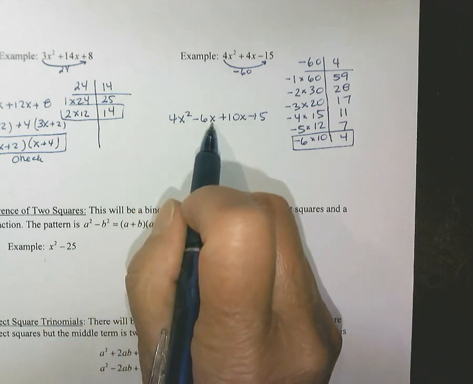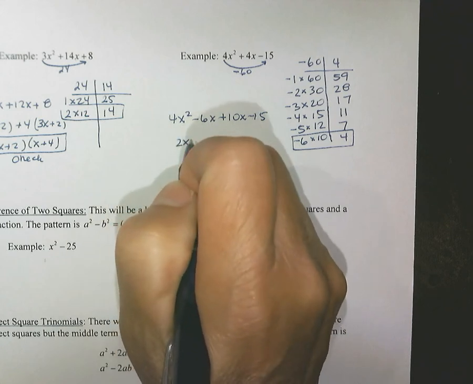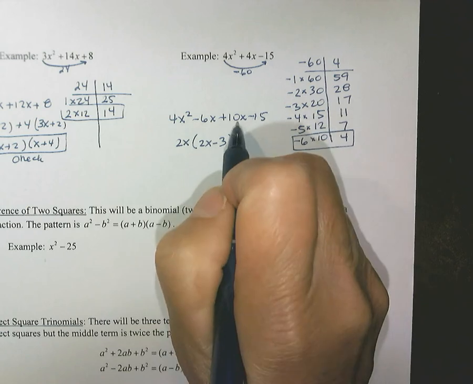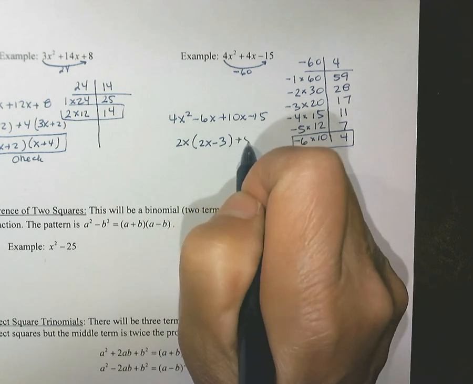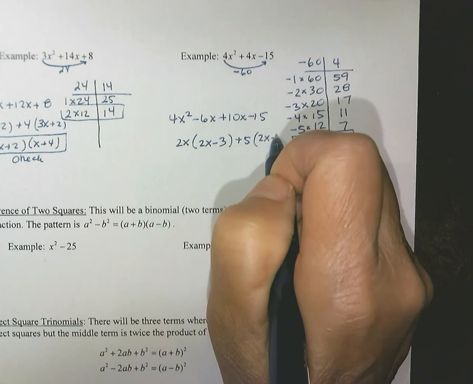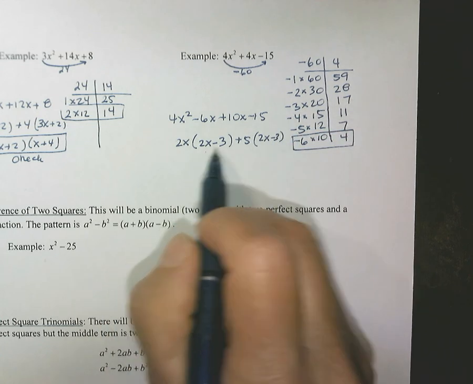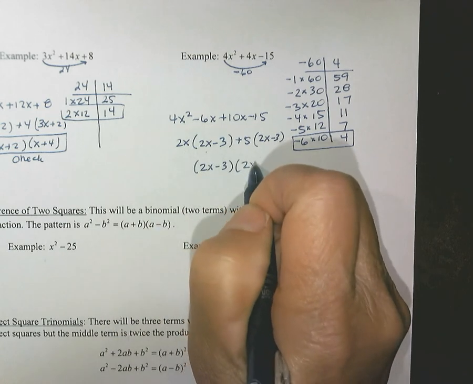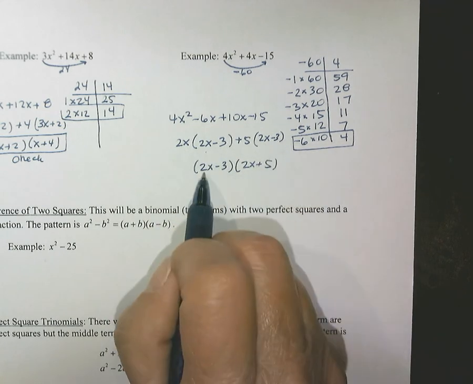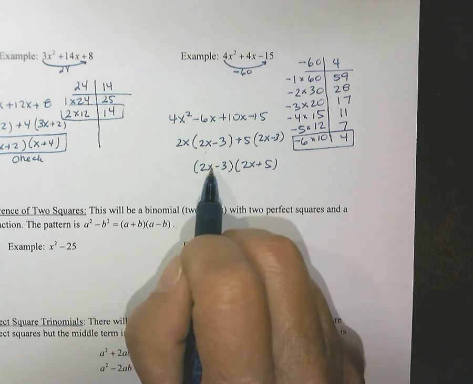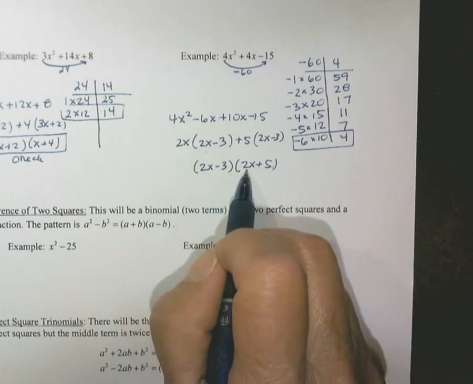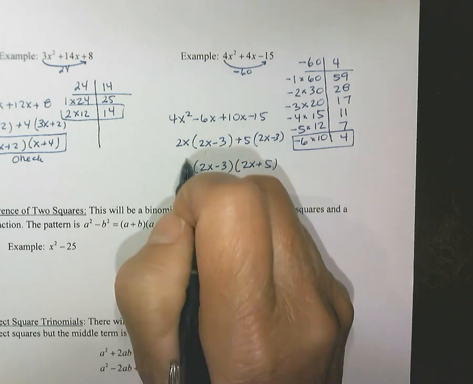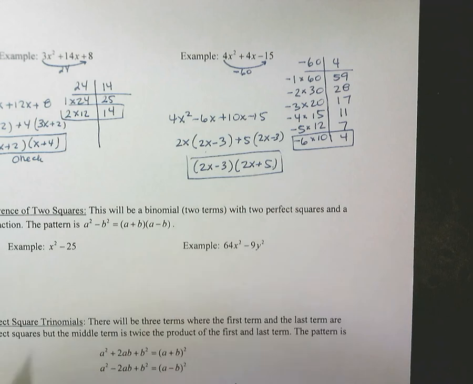I'm going to factor greatest common factor from here, and I get a 2x. And I'm left with 2x minus 3. I can factor a 5 out of here, and I'm left with 2x minus 3. So my common factor is this 2x minus 3, and I'm left with 2x plus 5. Check by multiplying, I get 4x squared plus 10x and a minus 6x. Plus 10 minus 6 gives me my 4 minus 15. So I factored it correctly.